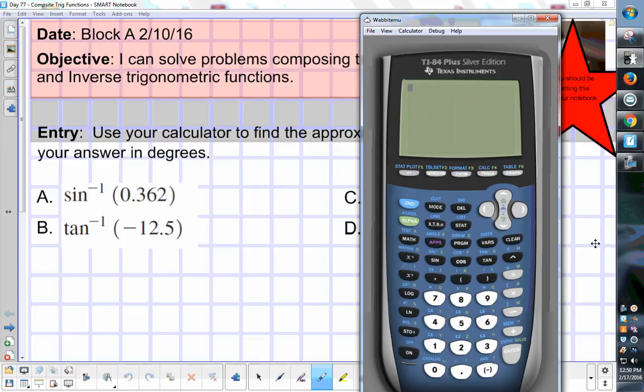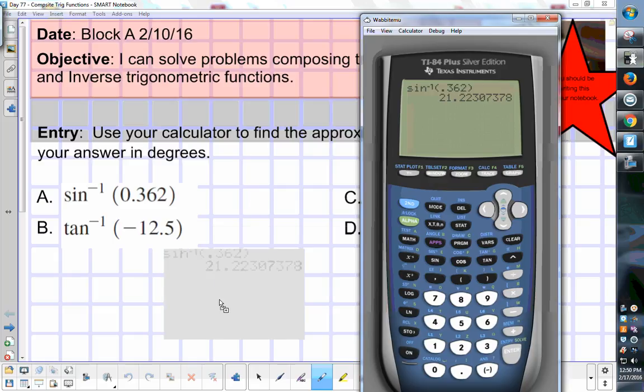This is all calculator work for this entry. You're going to go ahead and make sure you're in degree mode and go down here and make sure that degrees is highlighted here. And then these are all calculator problems. So if I want to take the second sine, which brings up sine inverse, second sine of 0.362. You can close your parentheses or not, does not matter. Okay, and here's my answer.